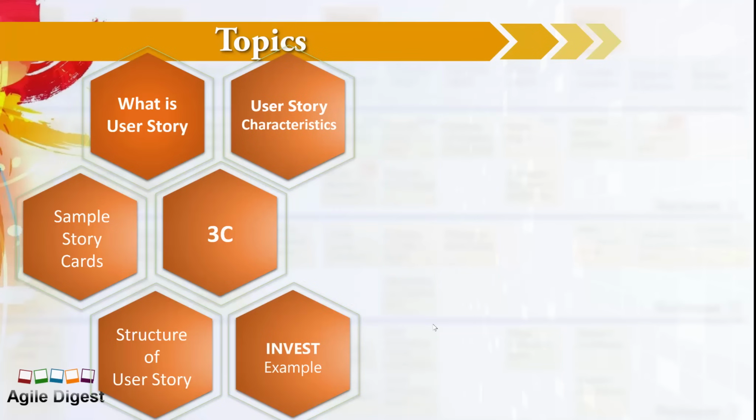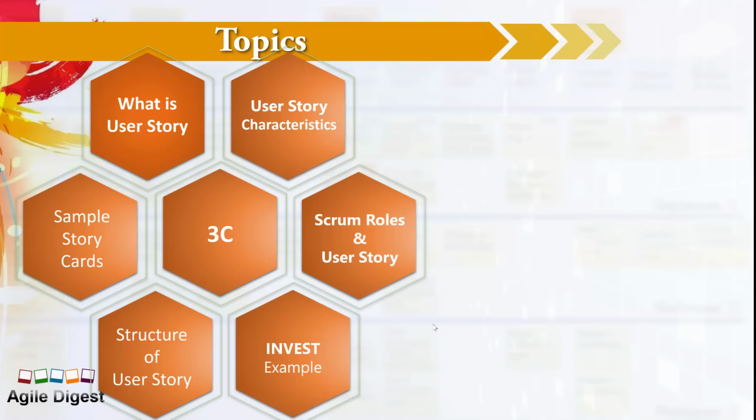We'll show some sample story cards, how the story cards look. We'll talk about the structure of a user story, 3C, what exactly that acronym is, and user story characteristics. We'll talk about INVEST and see some examples, and the Scrum roles on different user stories, how a user story is related to the different roles.